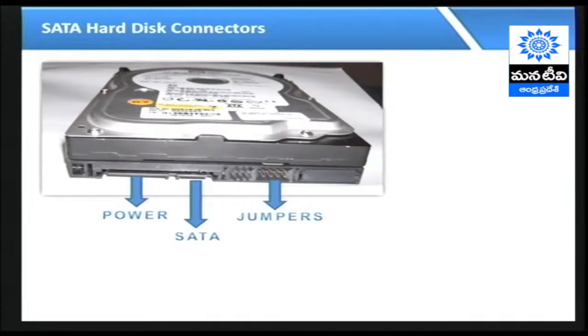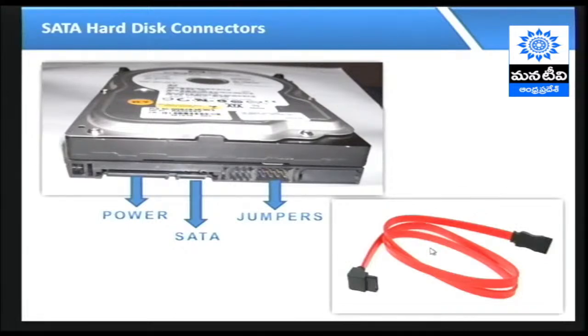Jumpers are generally used to change the configuration of a particular component in the computer. In the latest computers, laptops, desktops or servers, you can't find jumpers on hard disk drives or some other devices. It's outdated. On the screen you can see the cable. This type of cable is generally used to connect the hard disk drive to the computer motherboard, so it is called a SATA cable. A SATA hard disk is connected to the motherboard with the help of a SATA cable.